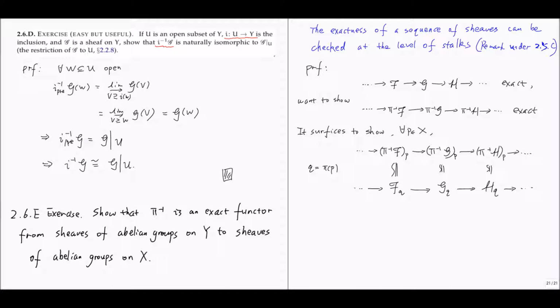And furthermore, such isomorphisms are natural isomorphisms, which means those squares are commutative. Now, since the original sequence is exact, we know this induced sequence of stalks is exact, which implies this sequence is exact. So, since this is true for all P, we know this is exact. And we are done.